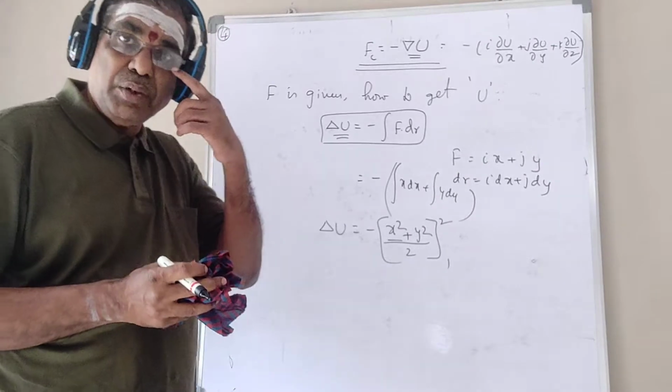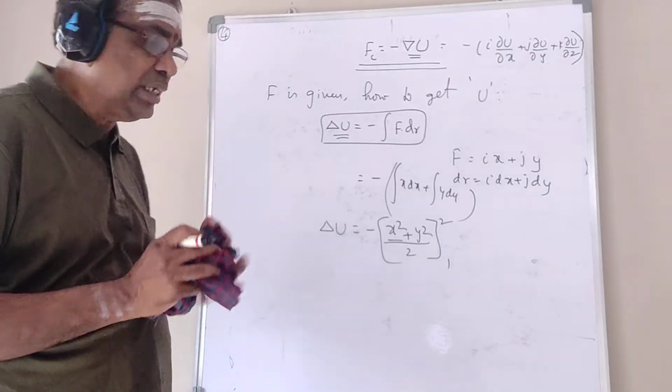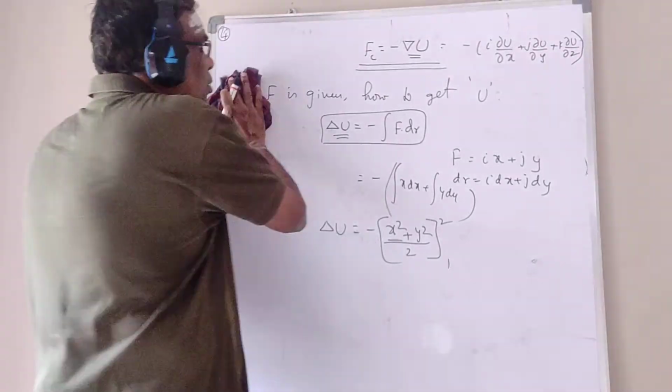That's how you are going to get the potential energy. Negative sign is very important. You remember. Okay?